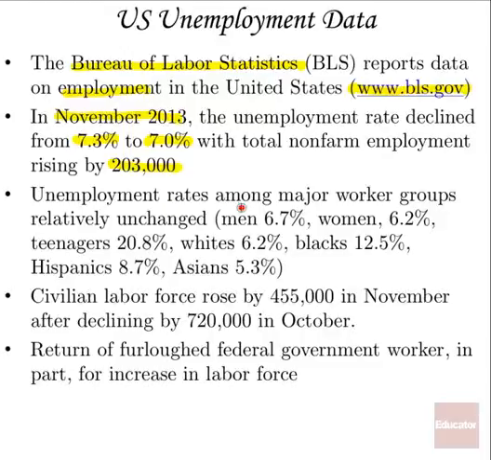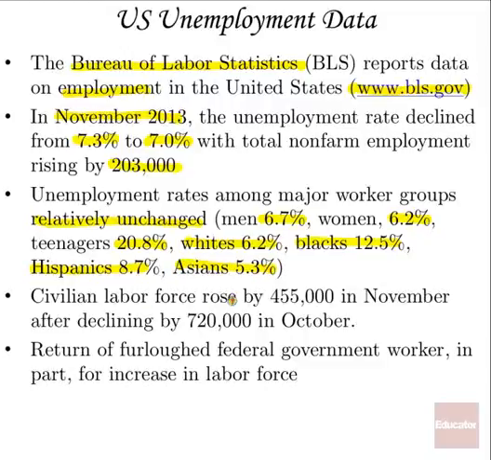Okay, now the unemployment rate among major worker groups is relatively unchanged. So men, the unemployment rate is 6.7%. Women, 6.2%. Teenagers, 20.8%. Actually, I believe this was white men, 6.7%. Women, 6.2%. Whites, 6.2%. Blacks, 12.5%. Hispanics, 8.7%. And Asians, actually 5.3%.